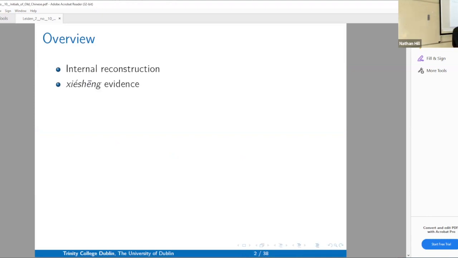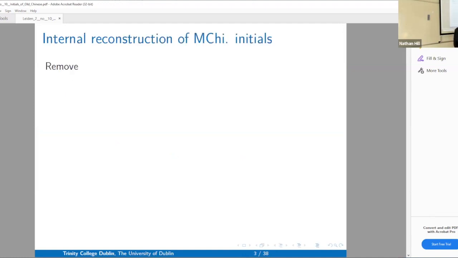Well, through internal reconstruction, and through Xiexun evidence, which you've already seen. So let's look first and foremost at the internal reconstruction. In the slides are also the Xiexun materials, which when I get to them, I'll just whiz through, because you all know them already. But it will help you see how far we can get. That's how the presentation is organized: how far can we get with internal reconstruction, and then what further distinctions does the Xiexun series give us?